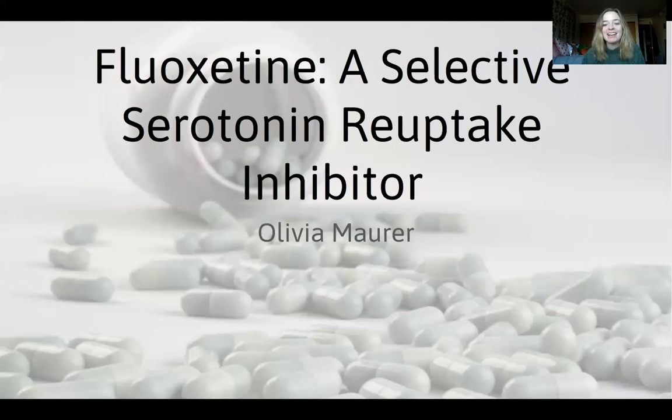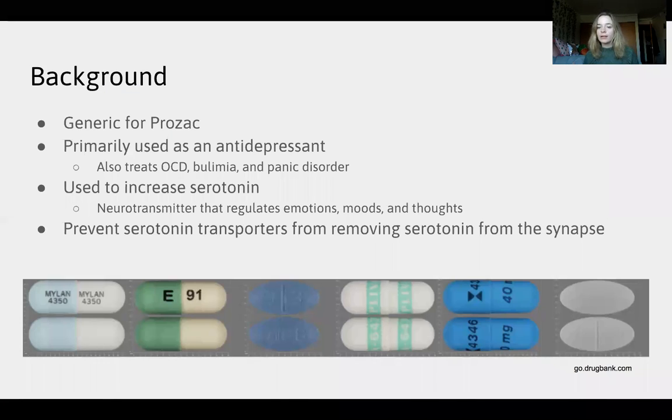Hi everyone, I did my final project on fluoxetine, which is a drug that is a selective serotonin reuptake inhibitor. So just some background on the drug here. Fluoxetine is generic for Prozac, which you might know it as. It is primarily used as an antidepressant, but can also be used to treat other mental health issues such as OCD, bulimia, or panic disorder.